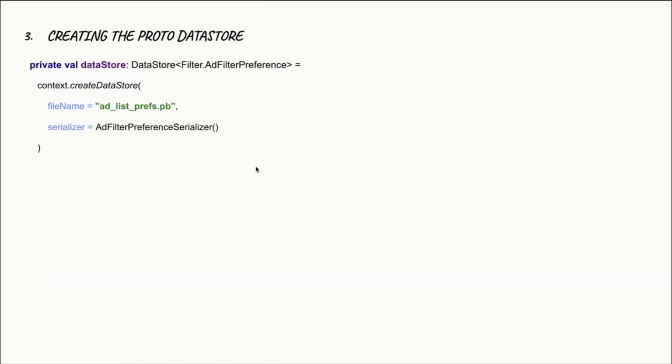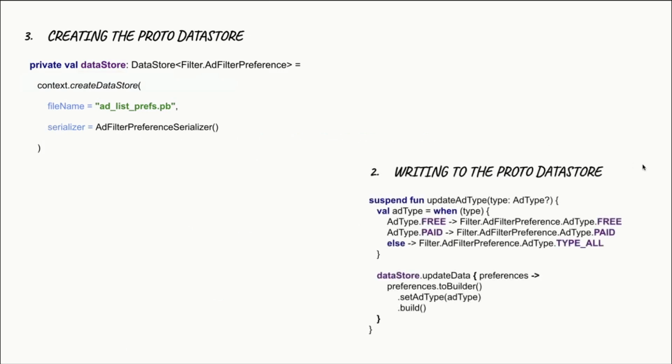Creating the proto DataStore. In the previous one, you saw that we created the DataStore with a file name only. Here you provide a serializer, because you want your proto to be read in a particular format and written in a particular format. So you need to provide the serializer as well. This is how you declare the proto DataStore.